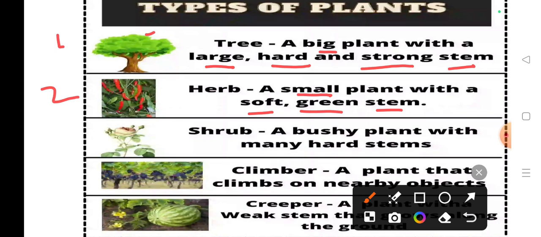Coriander are very small in size and their stems are soft and green in color. Okay. Now let's talk about the shrubs. Shrubs are the bushy plant, and what about their stems? Stems are many and hard. They look green and brown in color.